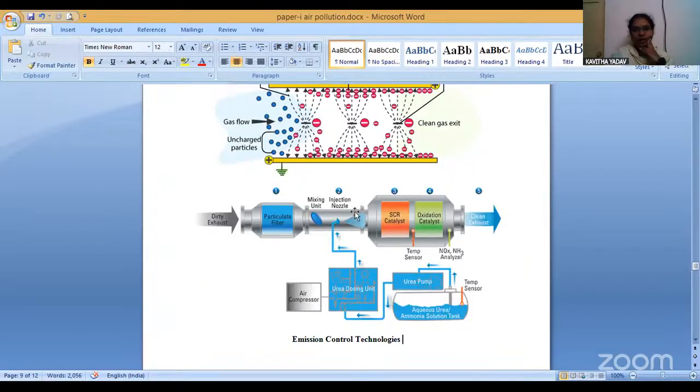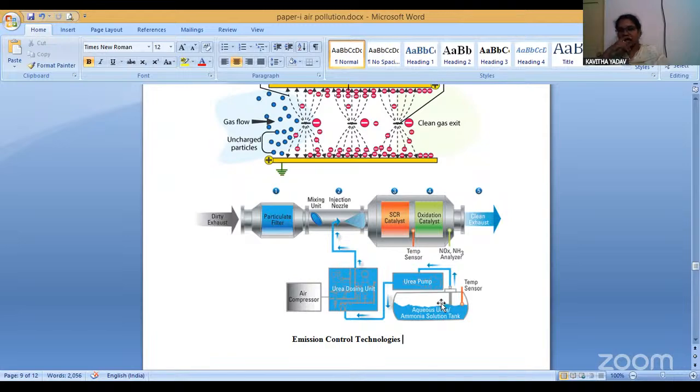In that, chambers 1, 2, 3, 4, 5, 6, 7 and 8 will be there. So how it will work, here we are going to explain. The first chamber is named the particulate filter. The second one is the mixing unit and injection nozzle, and the third one is the selective catalytic reactor. So SCR means selective catalytic reactor.